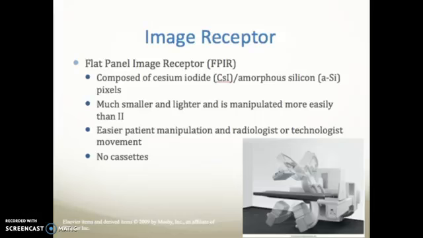So image receptor, so you have a flat panel image receptor, so the FPIR. So it's composed of cesium iodide and amorphous silicone pixels. They're much smaller and lighter and easier to manipulate than the II. So easier patient manipulation for the radiologist or the technologist, and there's no cassettes.